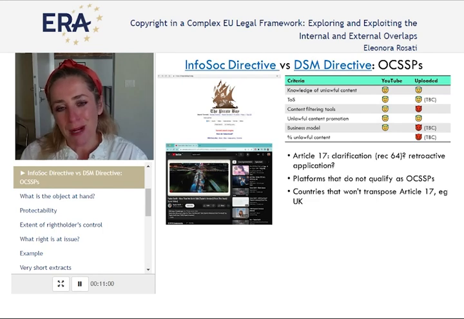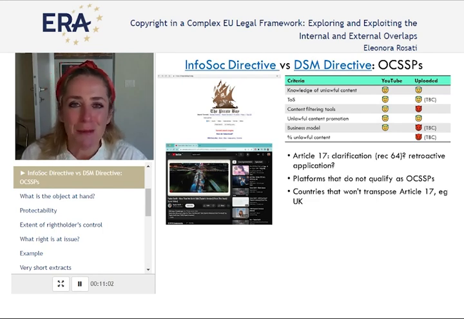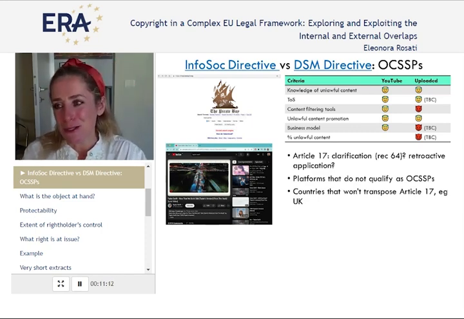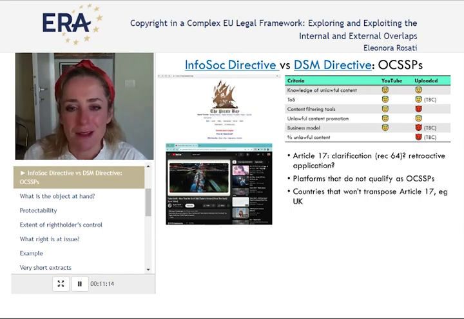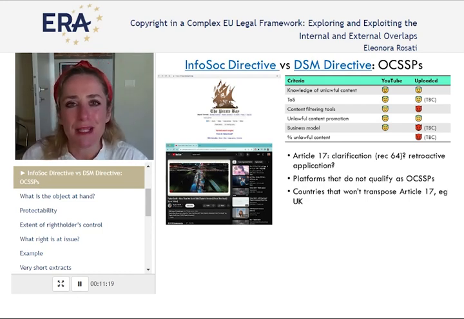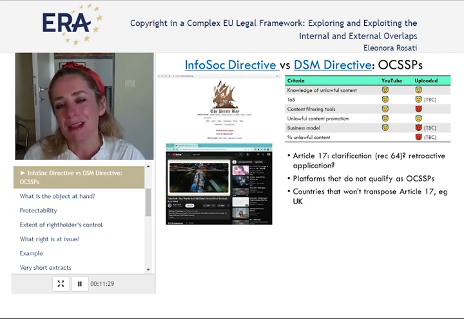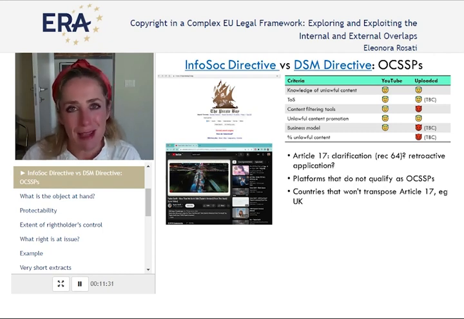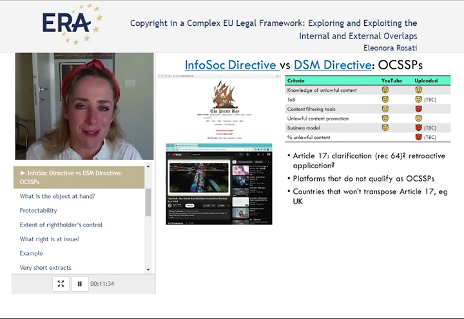The second point of complexity, as if things were not already complex enough, is indeed the interplay that was outlined earlier on by Anke between Article 17 and the DSA. So the relationship between these two instruments is that of lex specialis to lex generalis. And that means that what is specifically regulated in Article 17 will take precedence over the general law found in the DSA, but when Article 17 doesn't say anything, the DSA will apply instead.